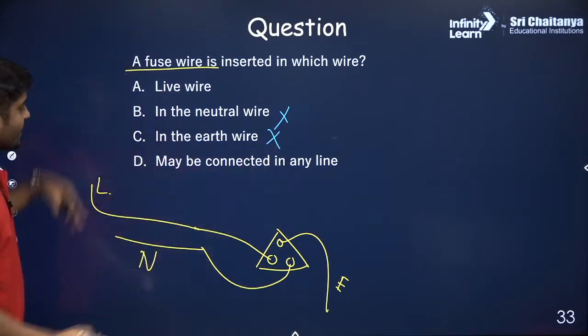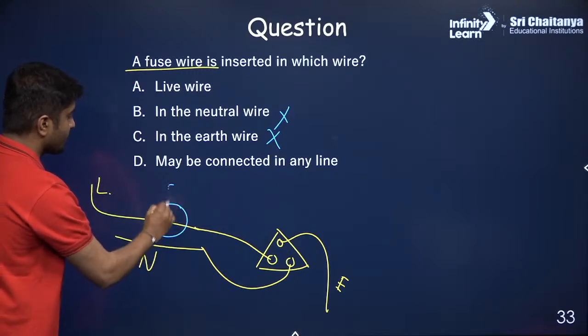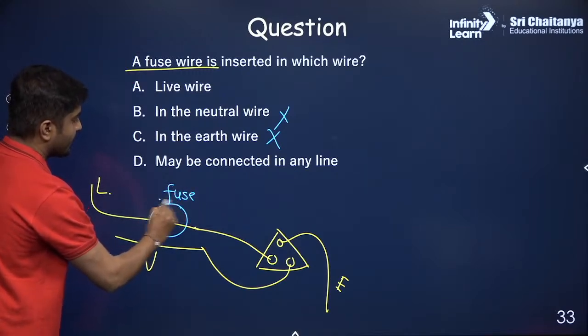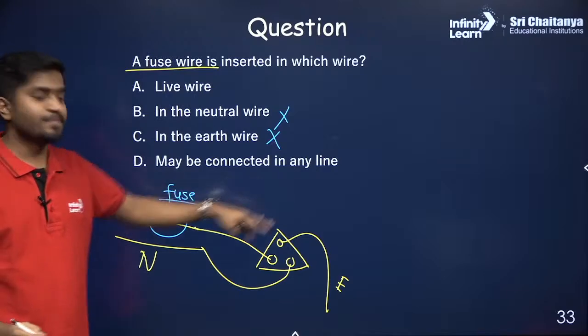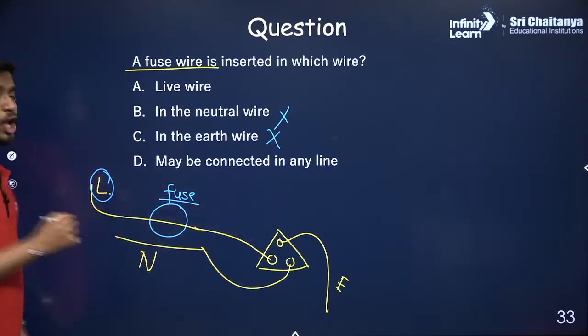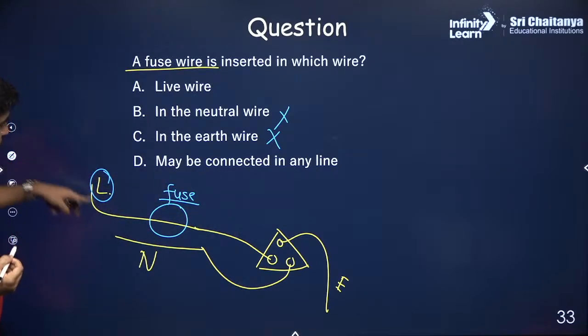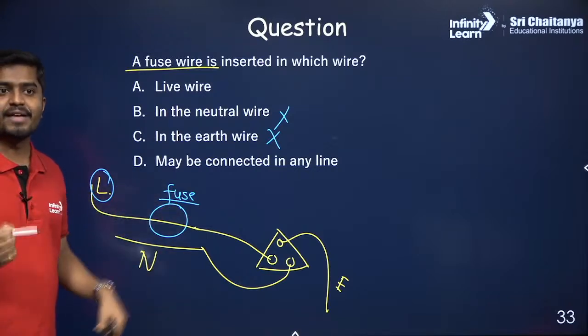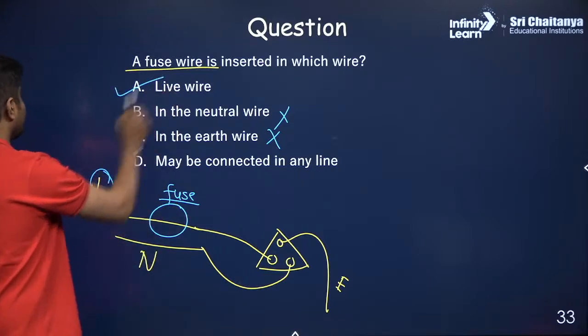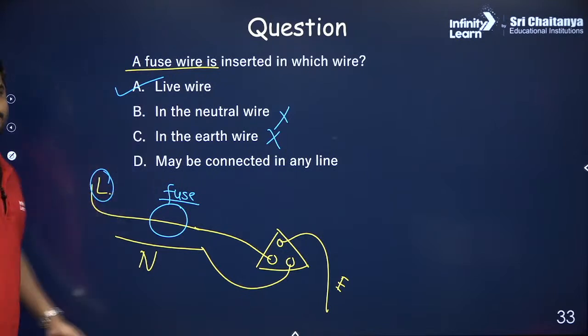How about the live wire? If I put a fuse here, then it protects the device because the live wire will always have current. So we need to add a fuse at the live wire. So this one is correct. Okay.